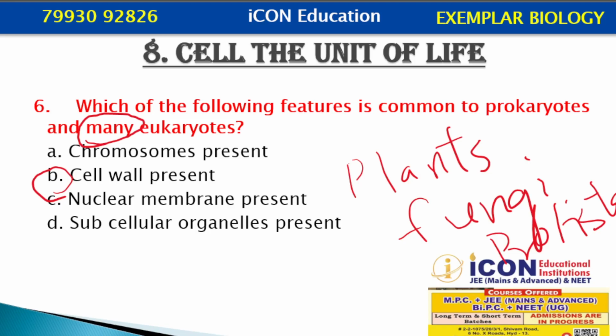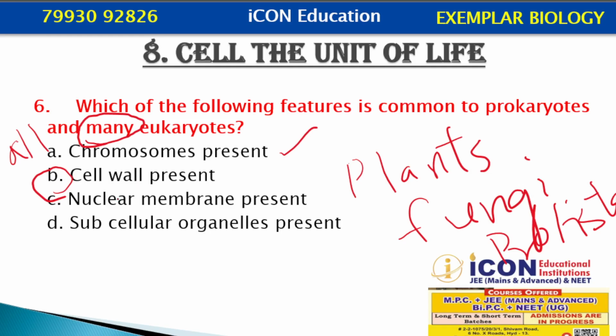Okay, if the question asks which of the following features is common to prokaryotes and all eukaryotes, instead of many, if they give you all eukaryotes, then in that case your answer will become chromosome present, because animal cells will not have the cell wall. Okay.